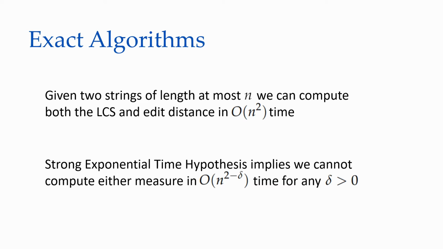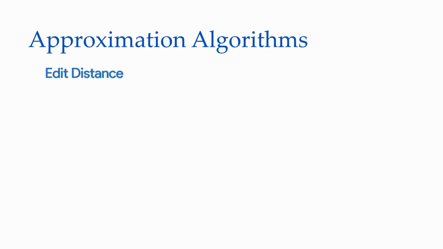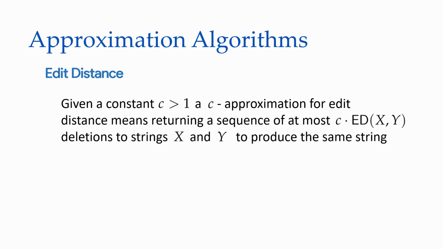However, in practice, we often want to use LCS and edit distance computations on extremely long strings. For example, strings derived from DNA sequences. In these cases, it really is of interest to find algorithms that run in subquadratic time. Because of this, researchers are interested in seeing if we can get good approximations to these string similarity measures in better than quadratic time. For example, a C approximation to edit distance is just the task of finding a sequence of deletions that makes both input strings identical, such that the number of deletions used is no more than C times the minimum possible number of deletions. We're interested in particular in the case where C is a constant.